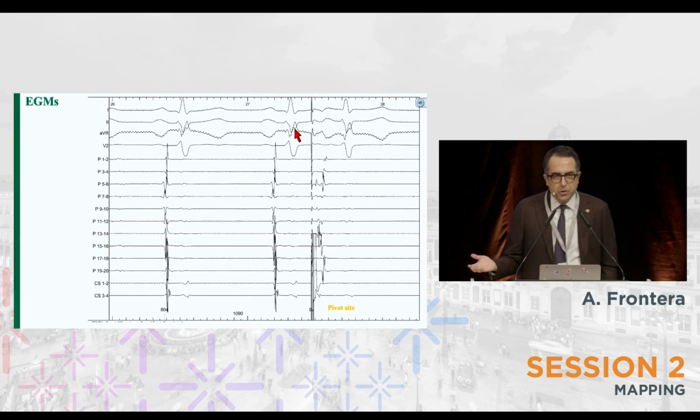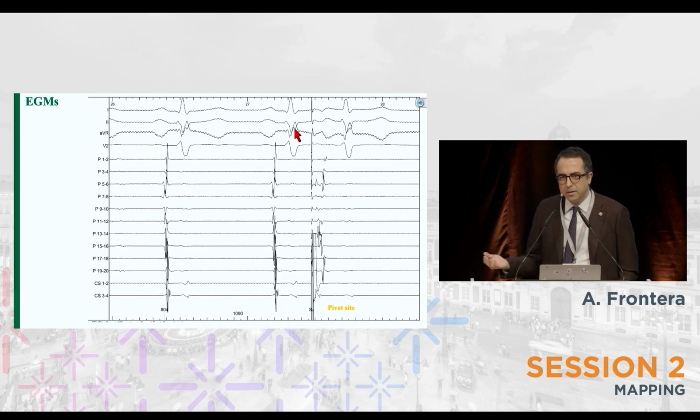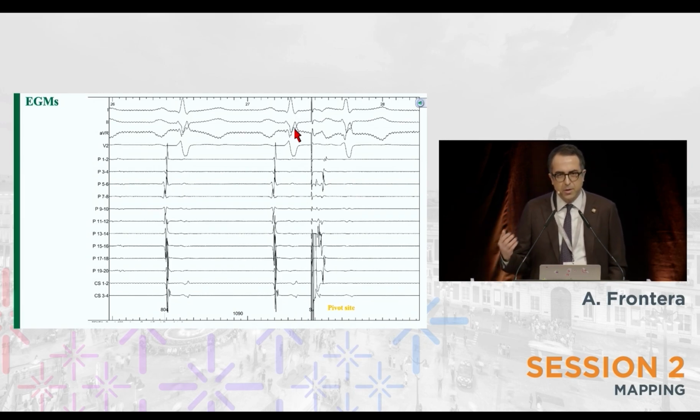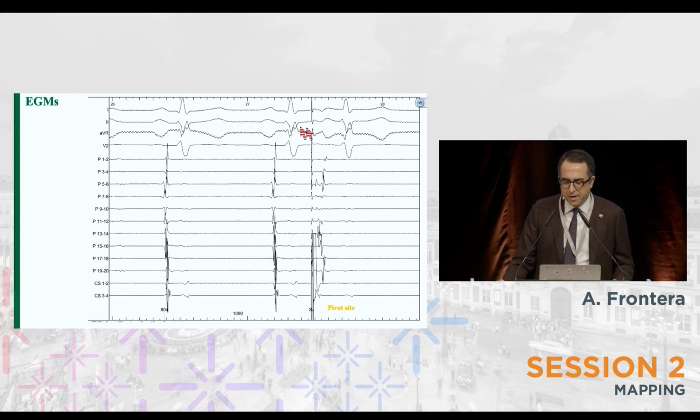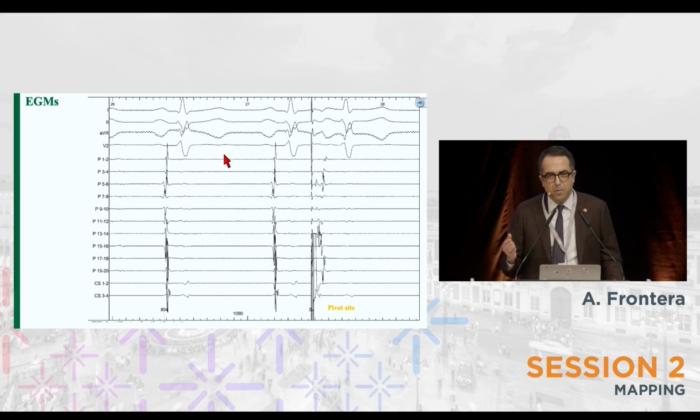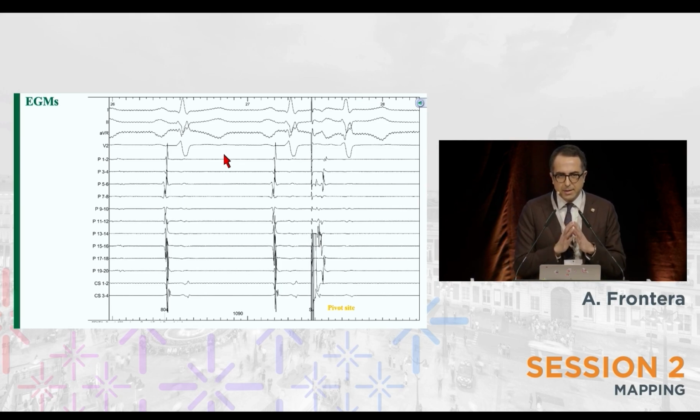Most of you would say, why don't you do 2 maps? One during sinus and then another one during pacing. Well, the reason is because I like EGMs, I love EGMs. And I like to assess in every site what happens. So this research protocol allows me to assess in every site when I map what happens.